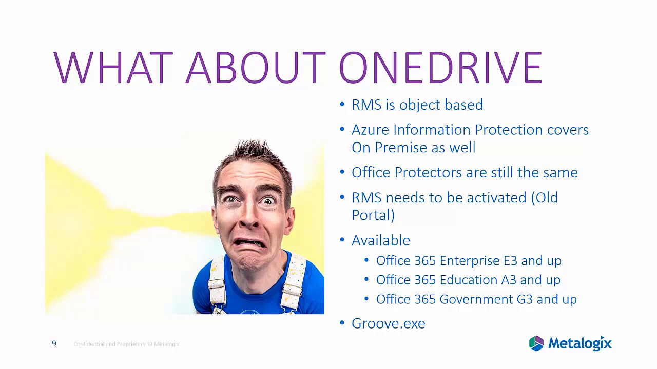So if you're running the next generation sync client, you're going to have to remove that and deploy the old sync client, which you'll see as Groove.exe, so that when you're syncing libraries from SharePoint for OneDrive, you are able to actually work with these Azure Information Protected documents.